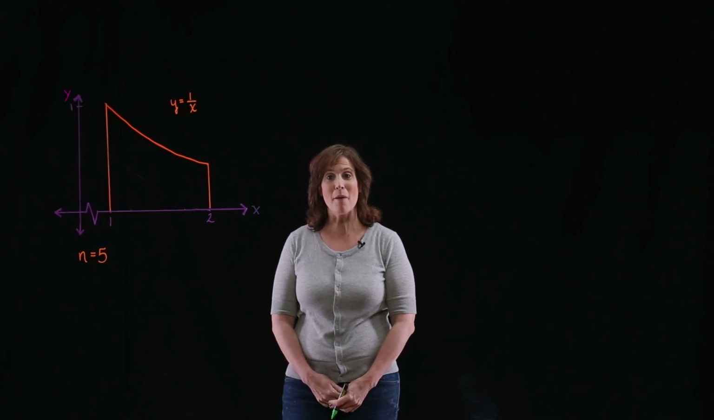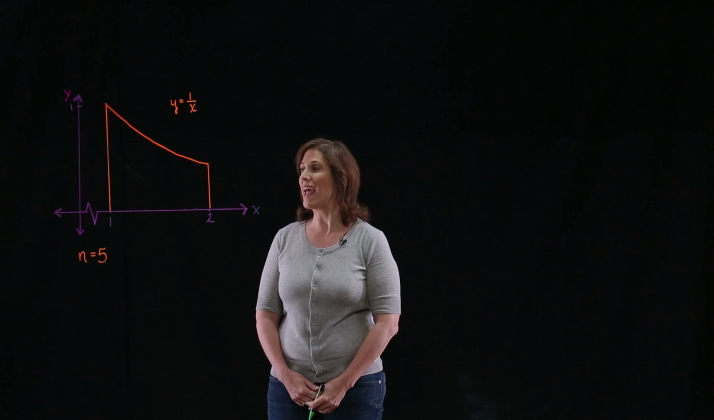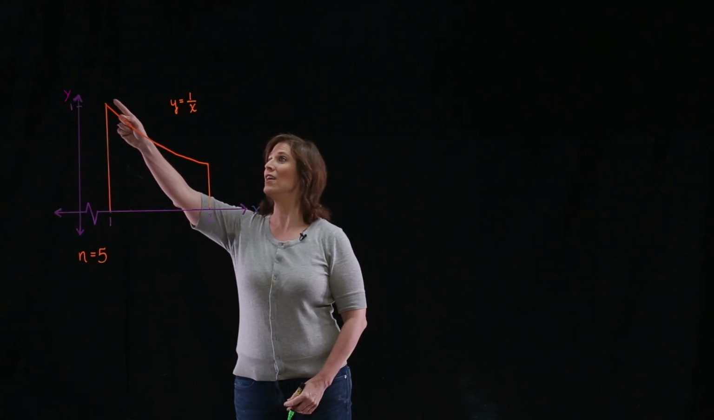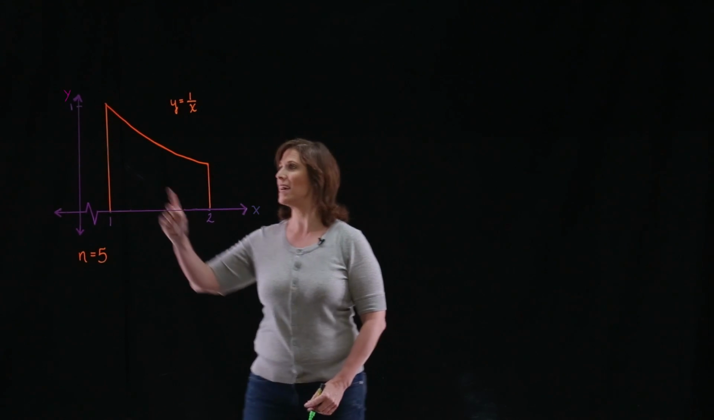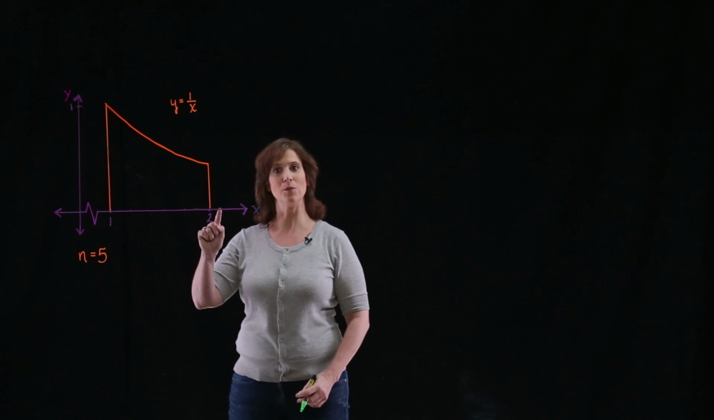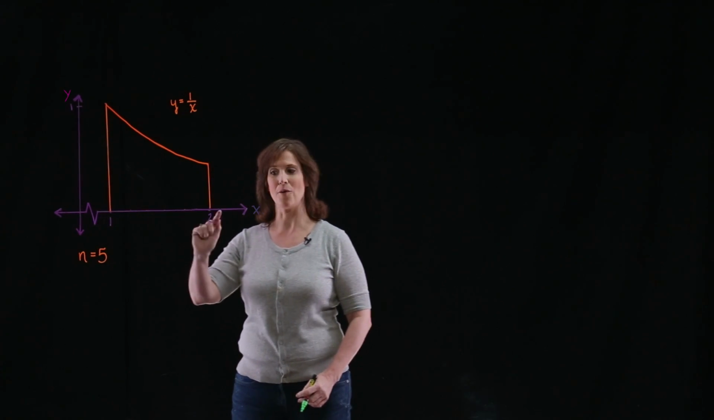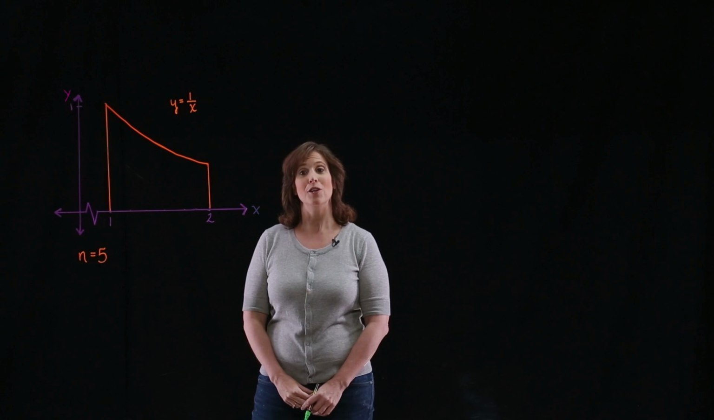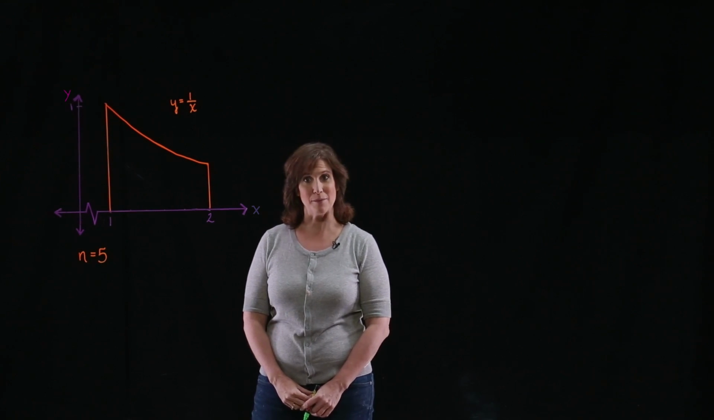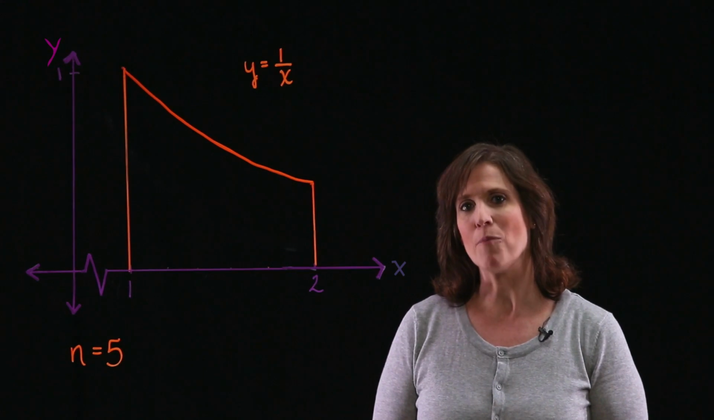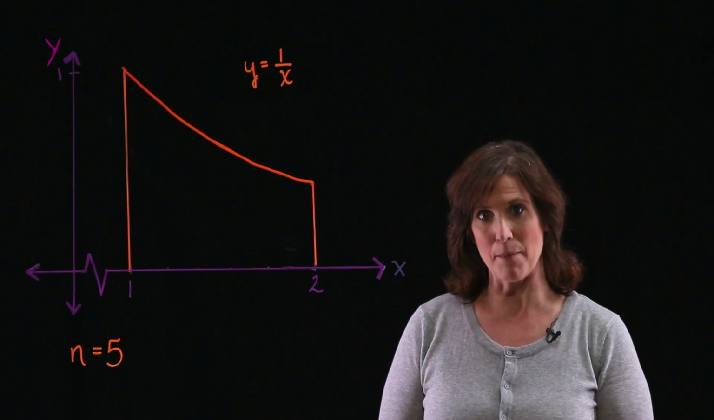Hi everyone, I'm Cheryl. In this problem, we're going to approximate the area of the region bounded by the curve y equals 1 over x, x equals 1, x equals 2, and y equals 0 right along the x-axis, using upper sums and lower sums. In this particular problem, we're asked to use 5 subintervals.